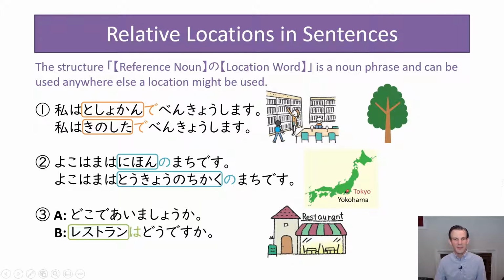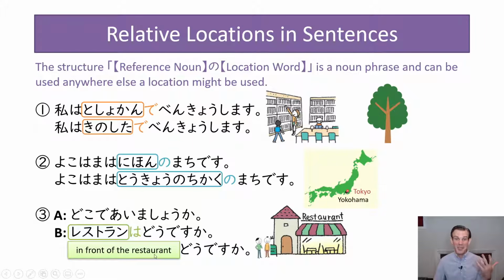Right? Also, we could have, for instance, A and B talking. A wants to ask, どこで会いましょうか? Where should we meet? And B says, レストランはどうですか? How about the restaurant? Now again, we might want to say, how about in front of the restaurant? We can use this reference noun, no location word, in this position as well. レストランの前はどうですか? So still we keep the same particle. This is still our topic, レストランの前. And we're asking how about it, right?